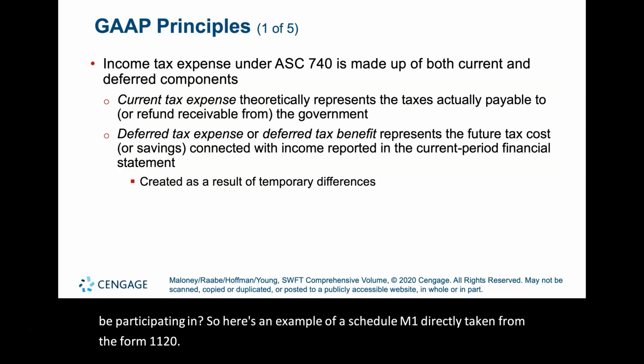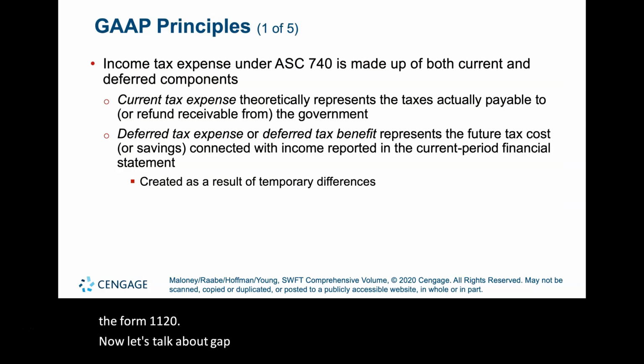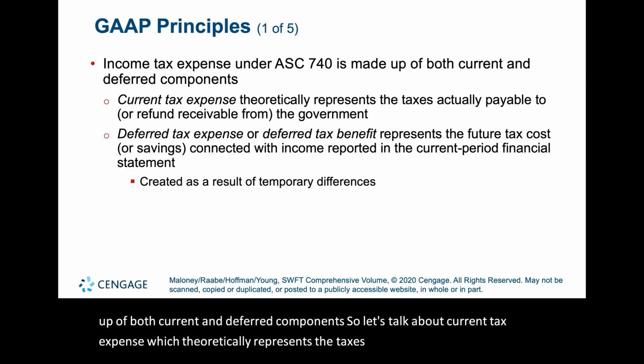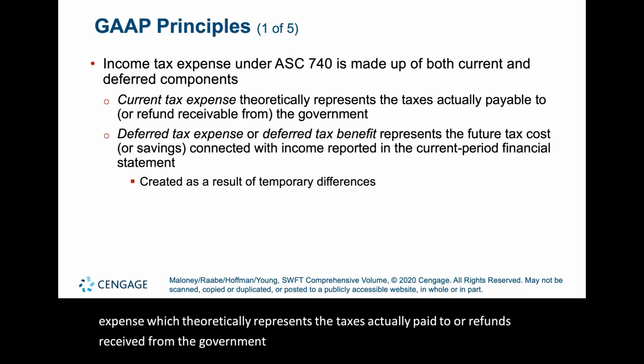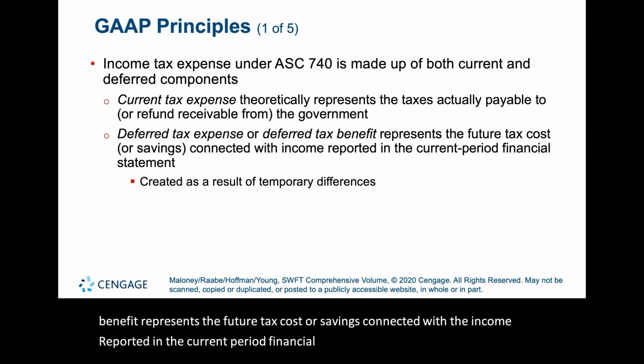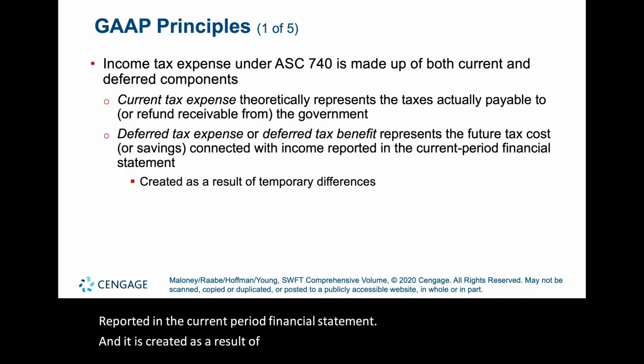Now let's talk about GAAP principles. So income tax expense under ASC 740 is made up of both current and deferred components. So let's talk about current tax expense, which theoretically represents the taxes actually paid to or refunds received from the government. Deferred tax expense, or DTB, deferred tax benefit, represents the future tax cost or savings connected with the income reported in the current period financial statement, and it is created as a result of temporary differences.